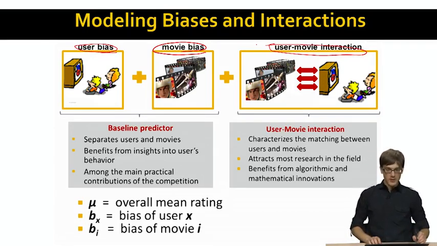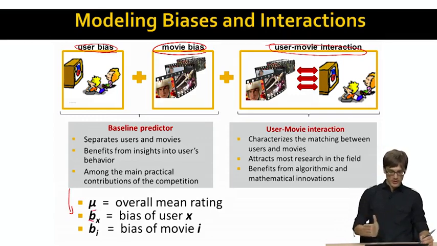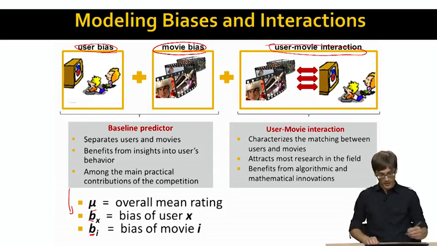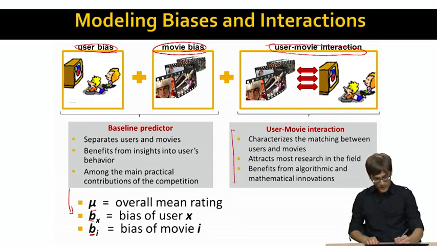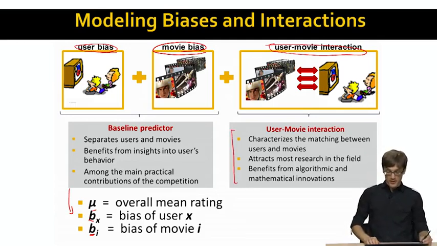The way we can achieve this is very similar to what we already talked about. In order to model biases, we need three values. We need the overall mean rating of all the movies in our data set. We need the bias of the user, so how much the user deviates on average from the mean rating, and how much the movie deviates from the mean rating. And then we will be using our latent factors to characterize the interaction between users and movies.